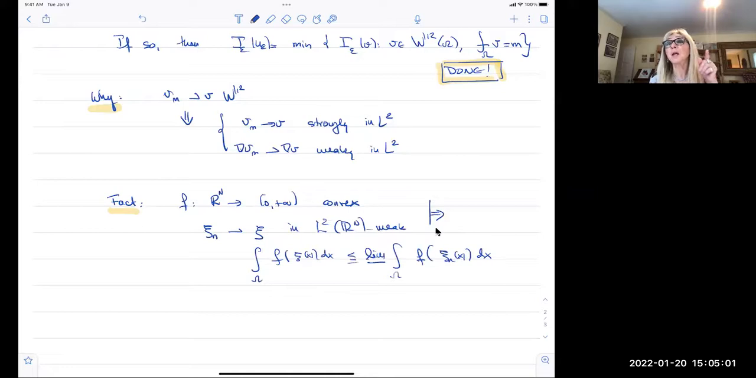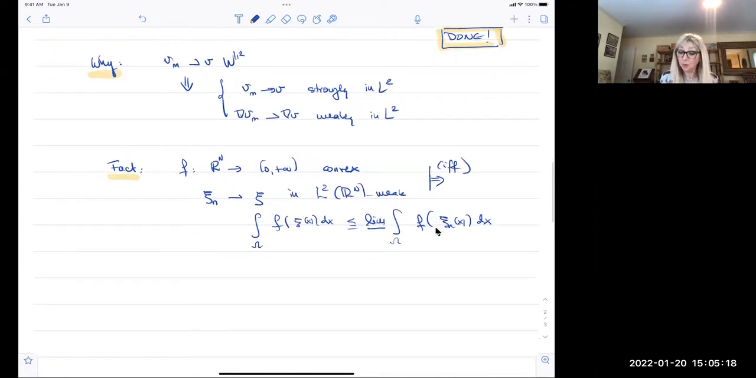If you have an integrand f for which every time that c_n goes to c weakly you have lower semicontinuity, the integrand needs to be convex. So this is actually an if and only if. It's a full characterization of convex functions. Okay, so that is good, right?